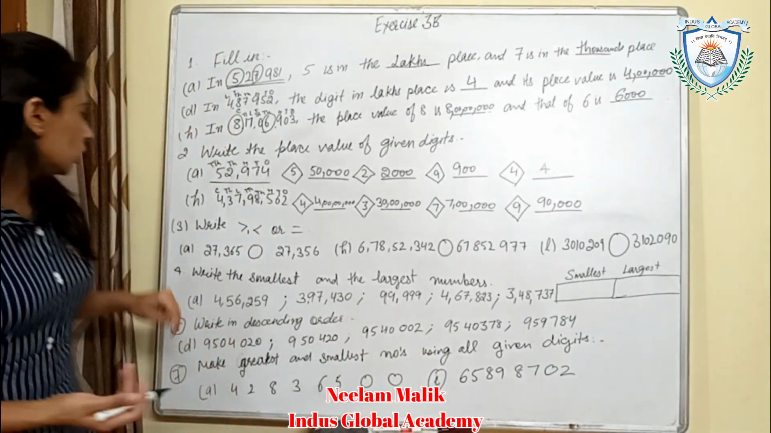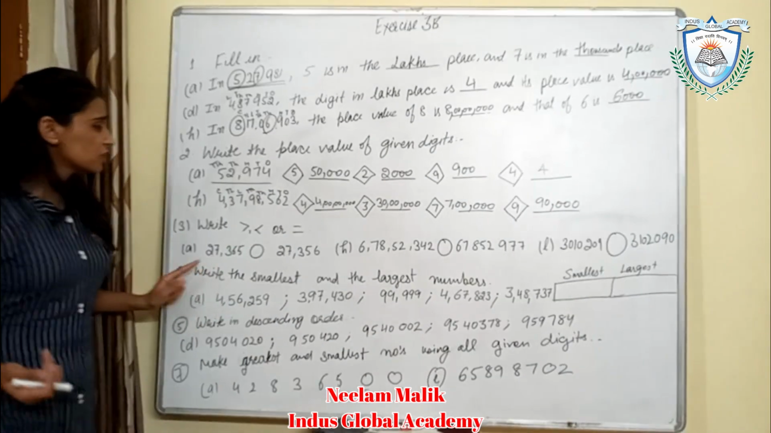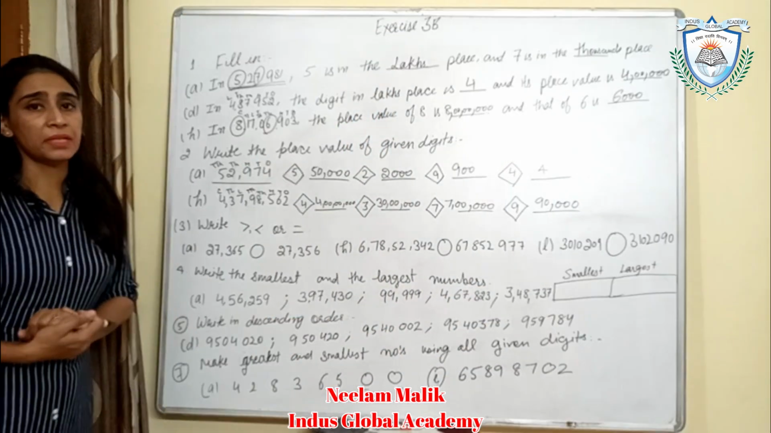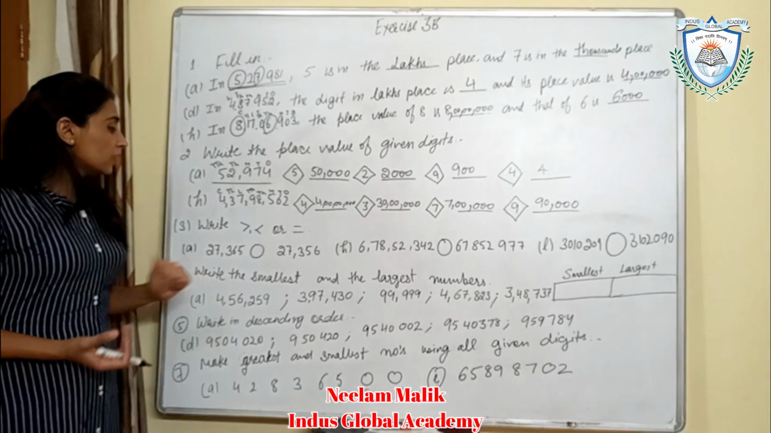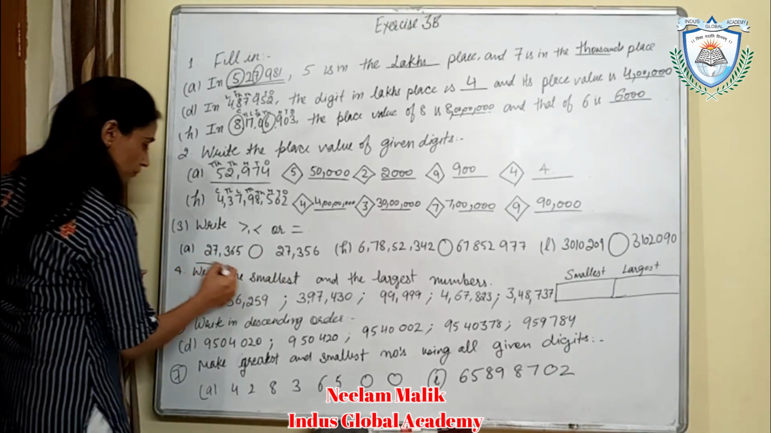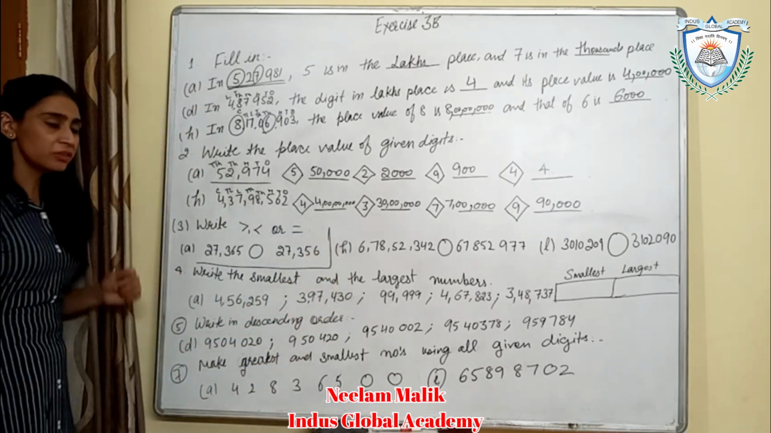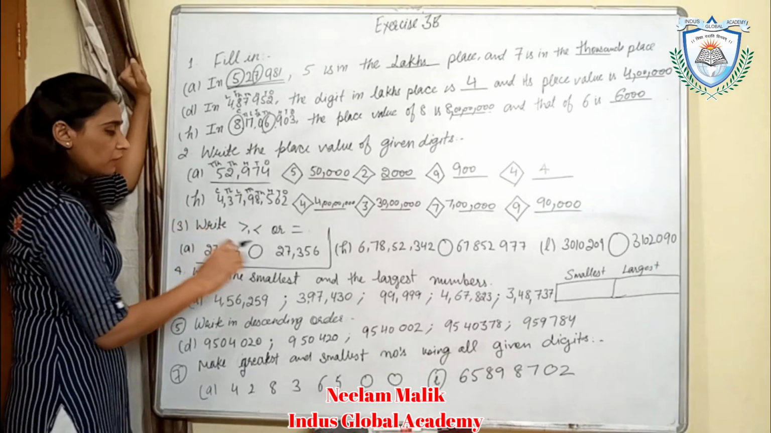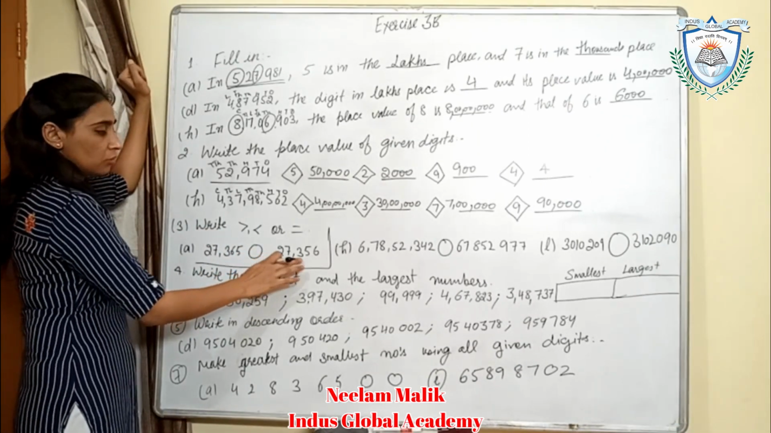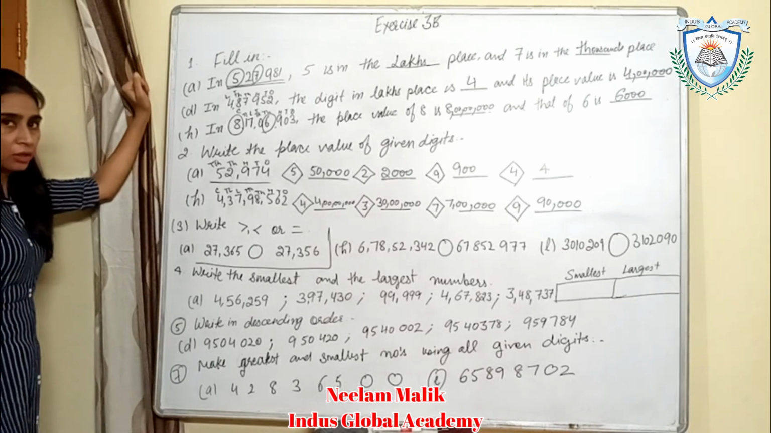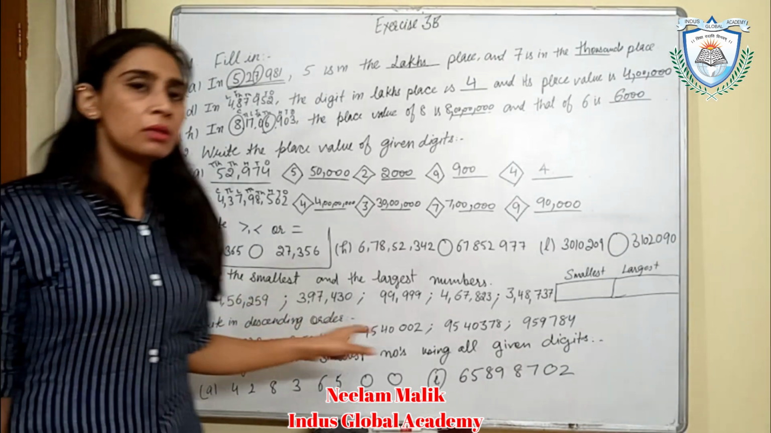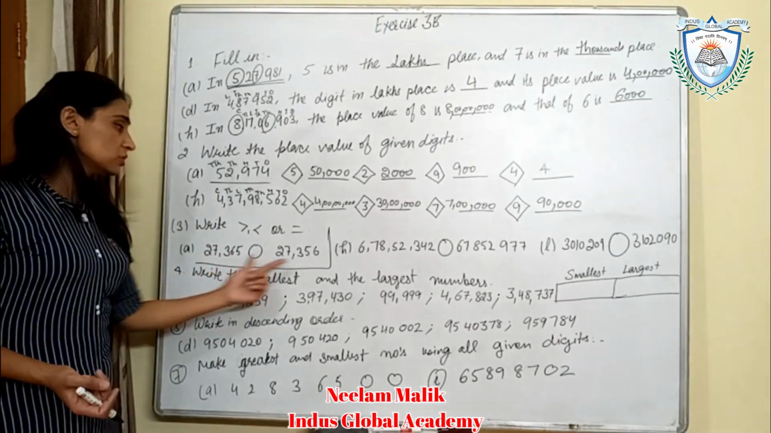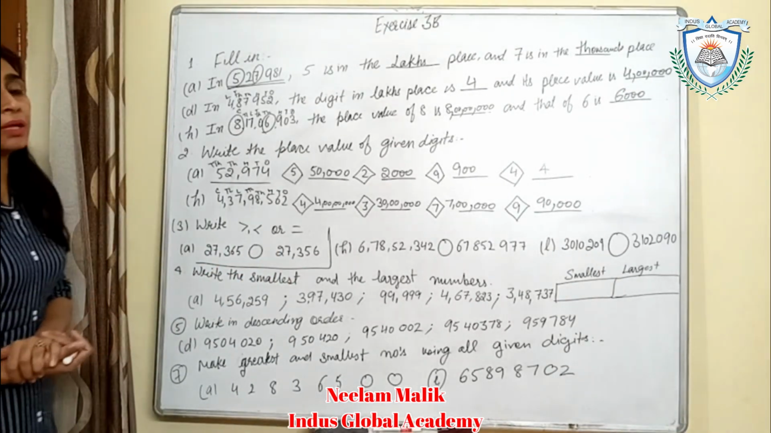Okay. Now in the question number 3 we have to put the symbols less than, greater than and equal to. I have written the first part, H part and then L part. So how to do the comparison? Look here. In these two, this is 27,365. This is 27,356. Both have an equal number of digits, 5 digits here and 5 here. So now we will compare the digits.